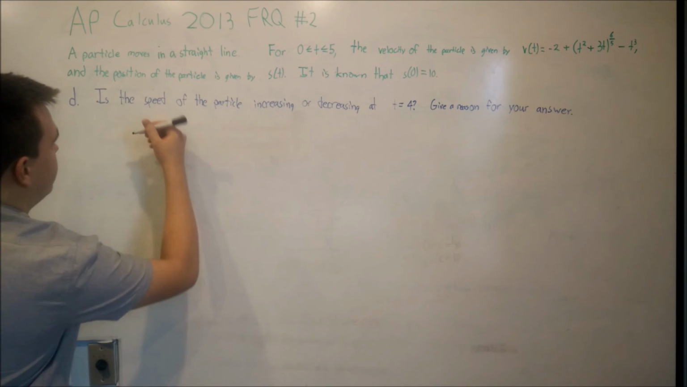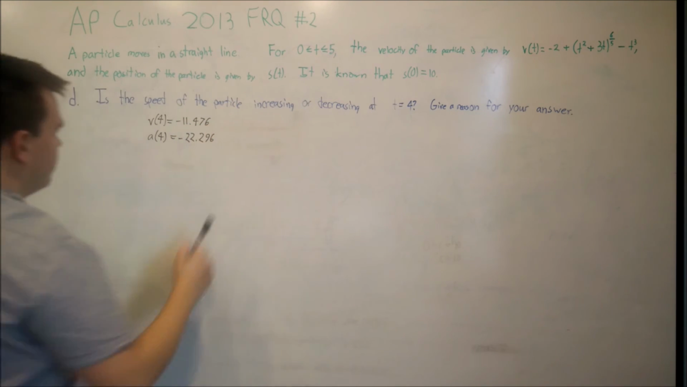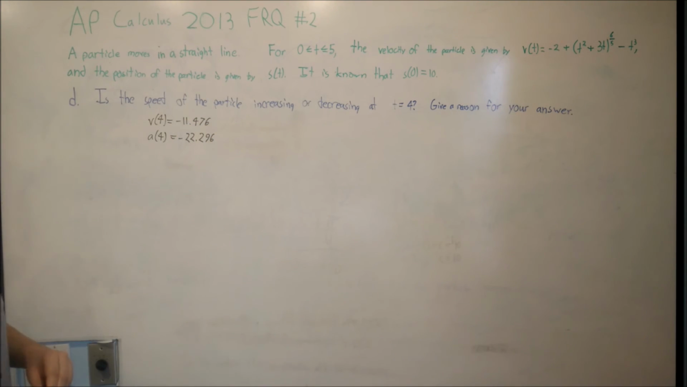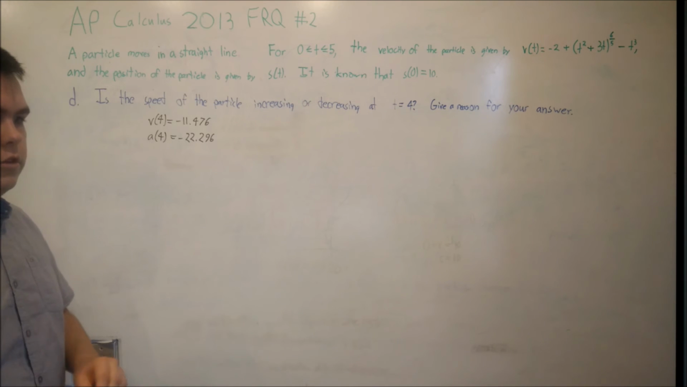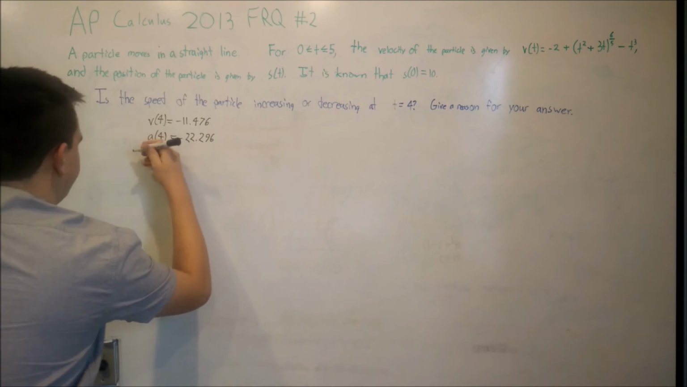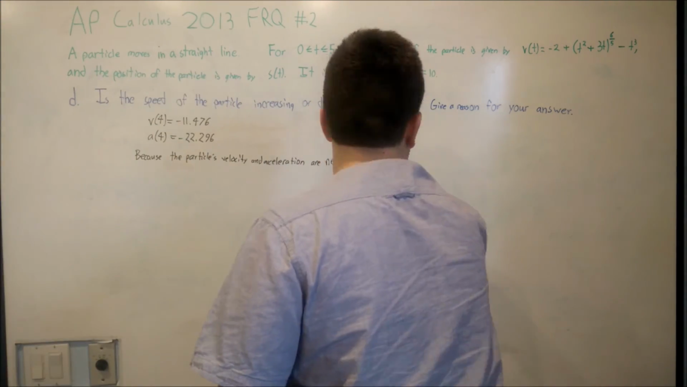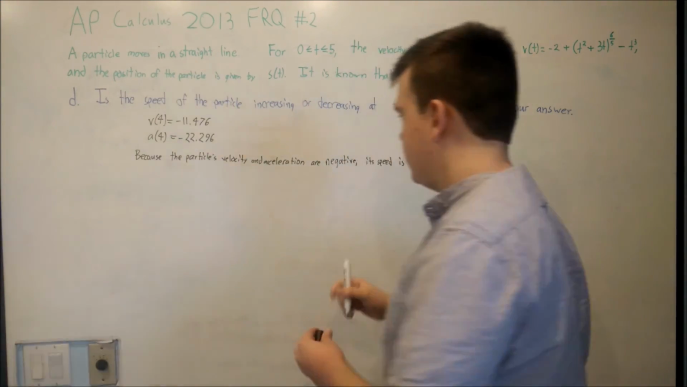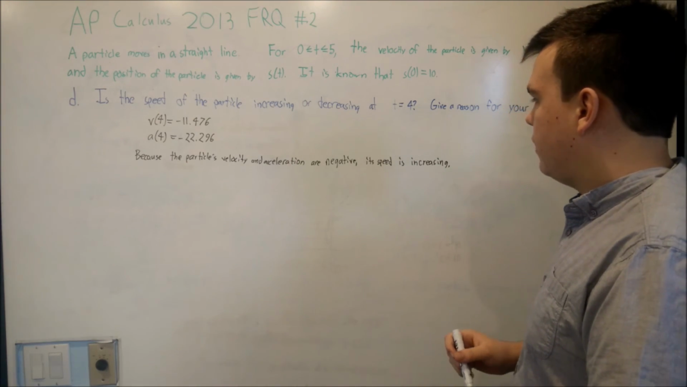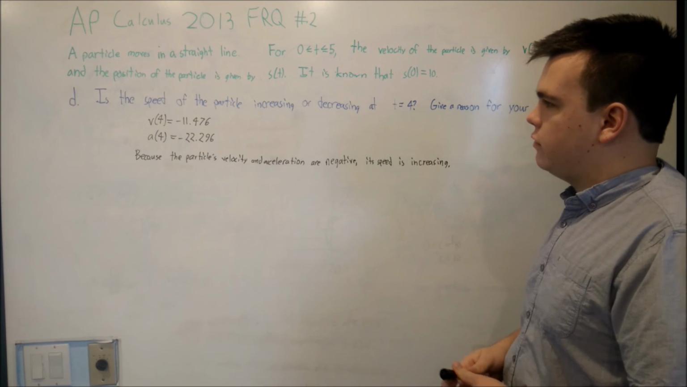Alright, so okay, now we have these values. Now, because it says give a reason for your answer, we just have to write a quick justification. In this case, because the particle's velocity and acceleration are negative, its speed is increasing. That's pretty much all you have to write for the AP test justification.